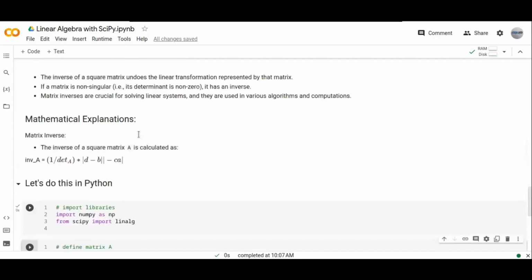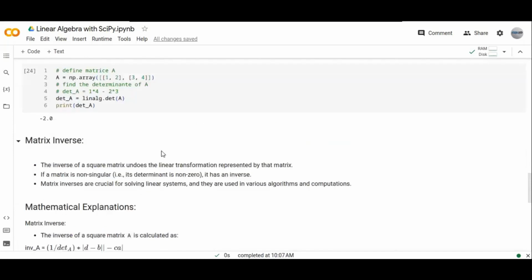So we can do any matrix operations using Python with the SciPy library and NumPy library.